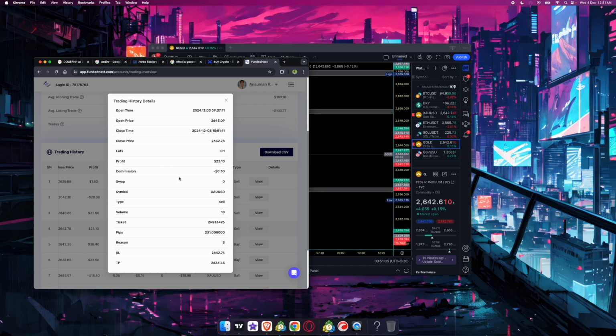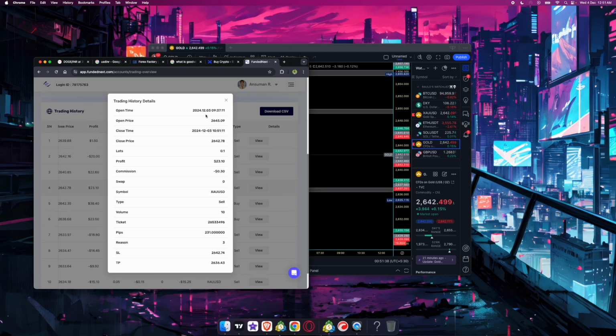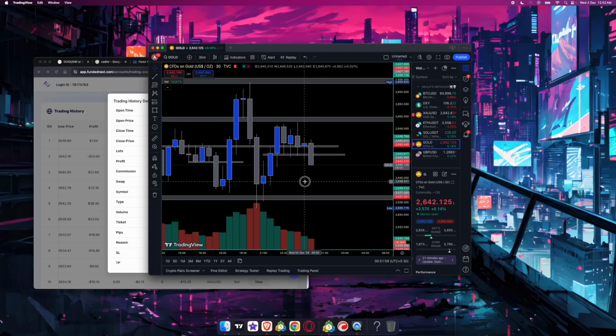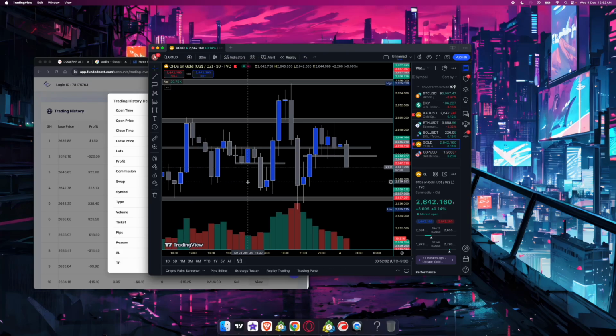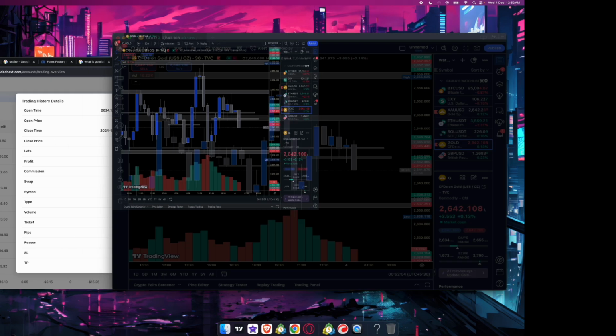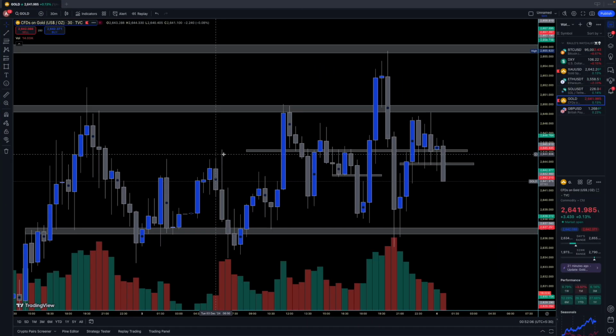If we view this, the open time was around 3rd of December. This time is around 12:30 or something according to Indian Standard Time, during the pre-London and London Open times. So this is all the details about the order which I executed. This order was executed around this point over here.